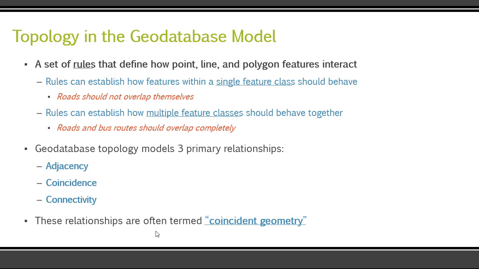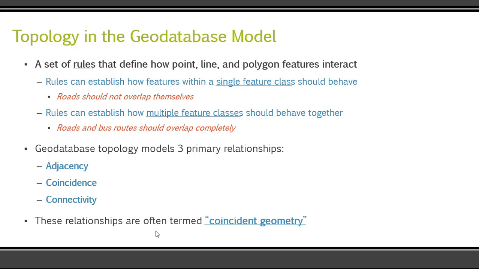With multiple feature classes, we can think about roads again, and we can think about the concept of roads and bus routes. So our bus routes clearly always have to be roads, but not all roads are bus routes, but all bus routes are roads. So using that logic, we could set up a rule between those two feature classes saying that bus routes should always overlap completely with roads. So that's two very easy examples about how these rules can be used to look at your data.